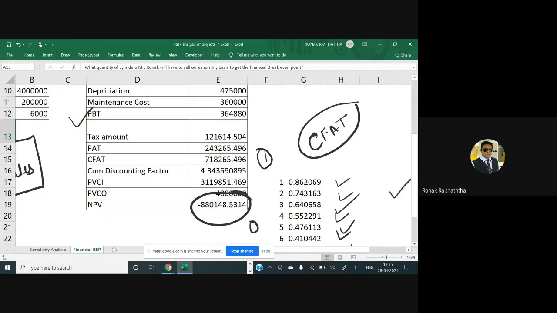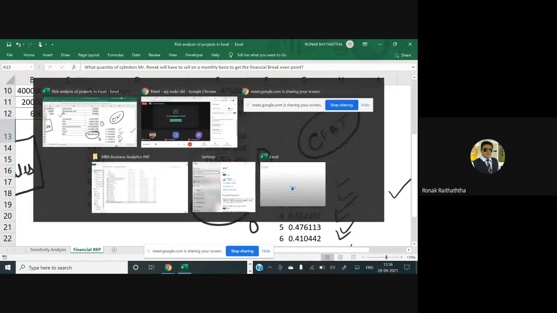Now can someone tell me what I should do to solve this question? We have used this function of Excel quite a few times for various other purposes. Interaction please. What can we do to do this? Goal seek function. Very true. Very true, Mr. Meet. It's the goal seek function. Everyone is very true. We would use the goal seek function.